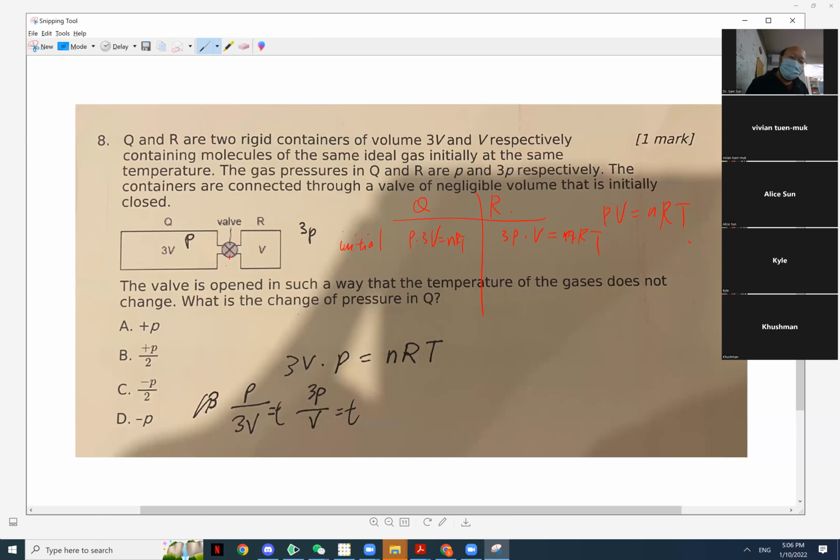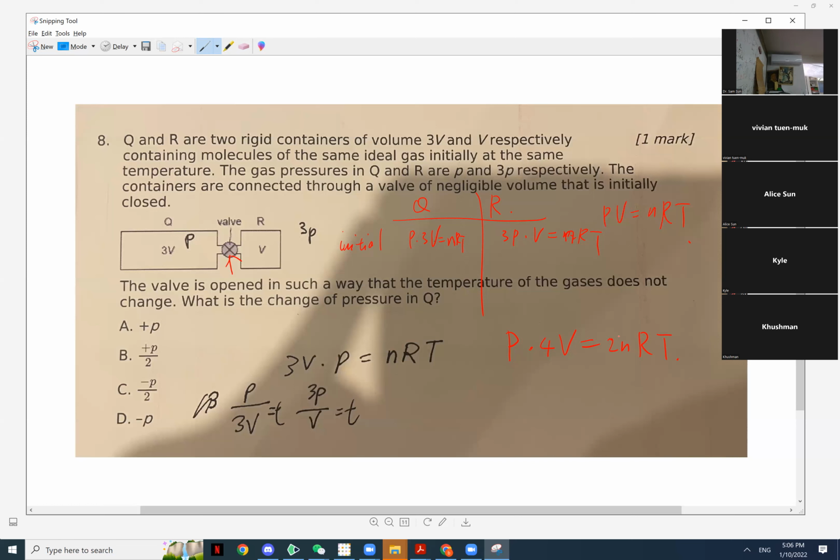If you open this switch, overall, we don't know the pressure, but we know the volume. In total, 2N moles RT. This one makes some math idea.